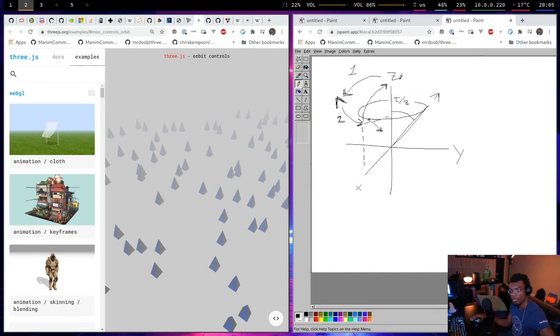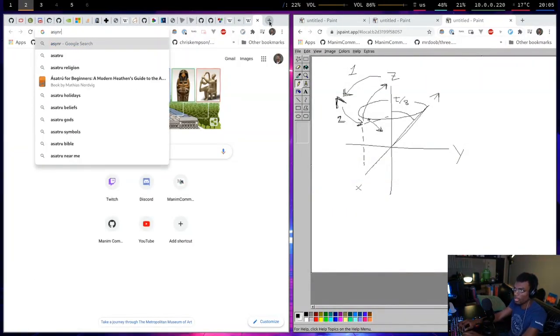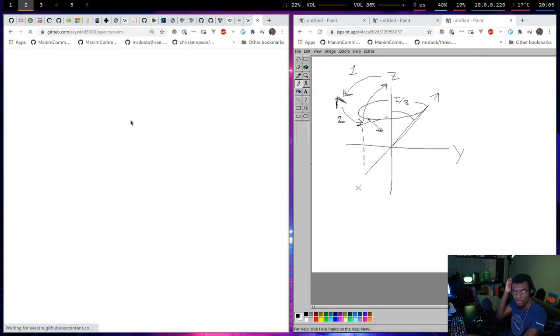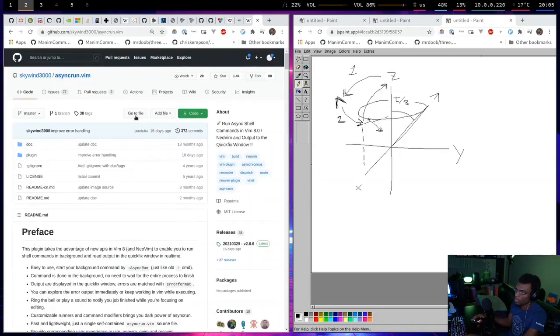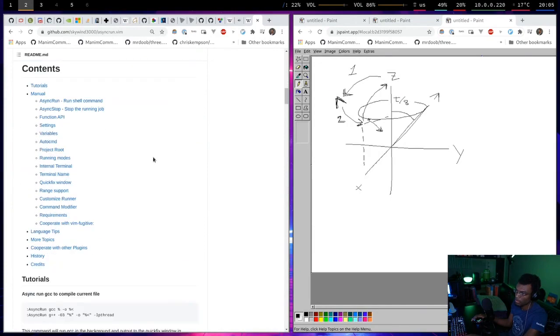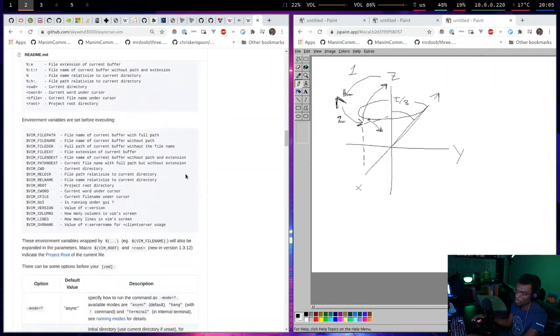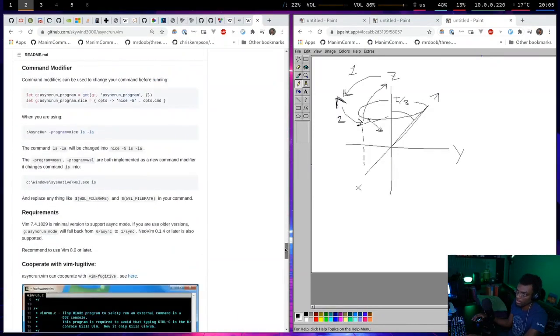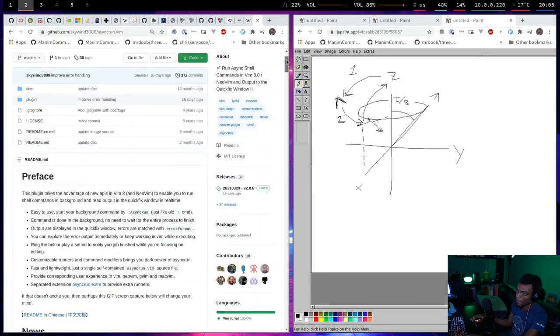How do you have that floating Vim window running Manim? I'm using an extension called async run, async run Vim. So this will basically let you run async commands from Vim, by pretty much writing like a config file. It'll let you do that.